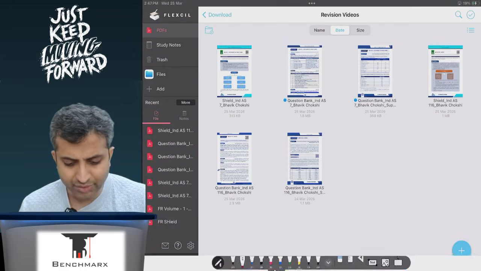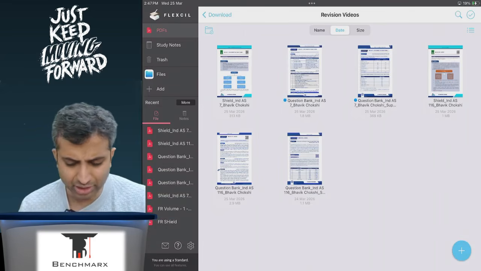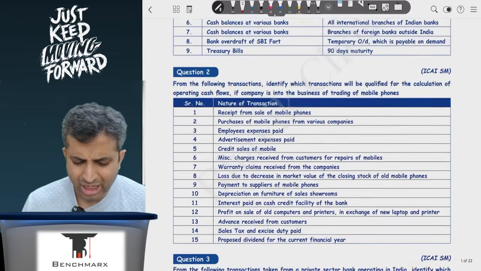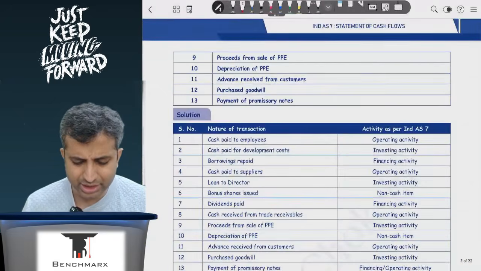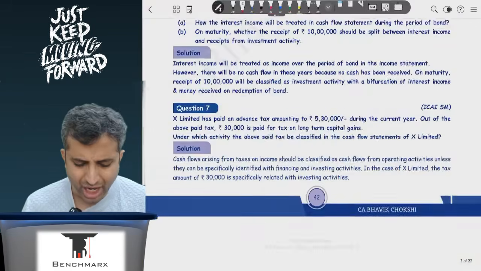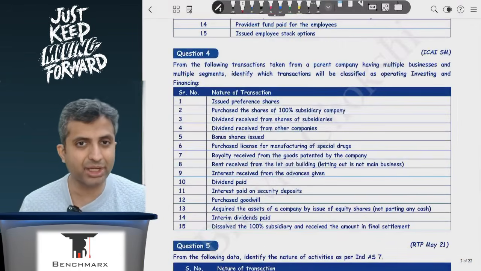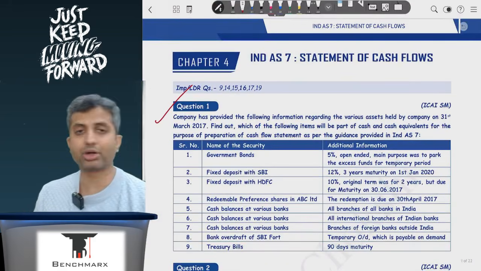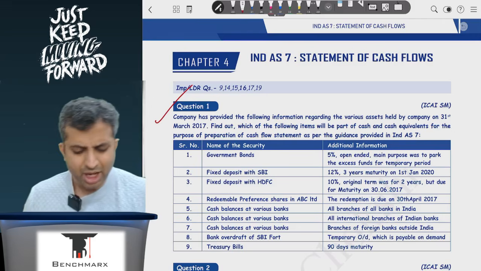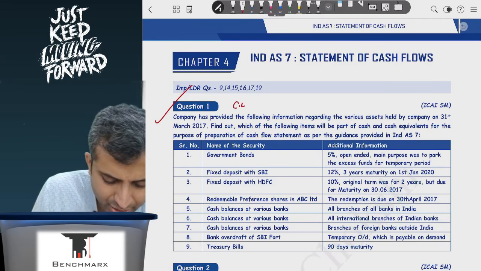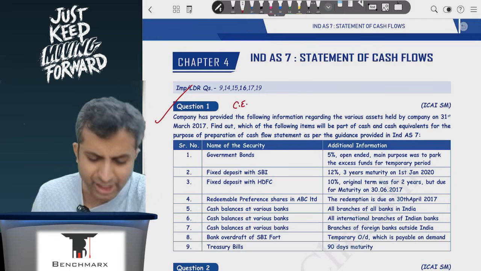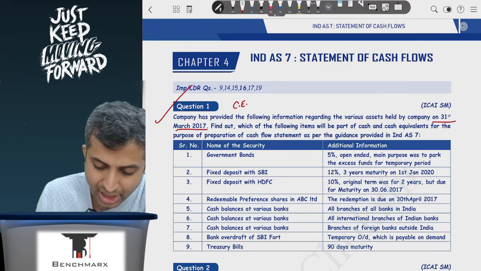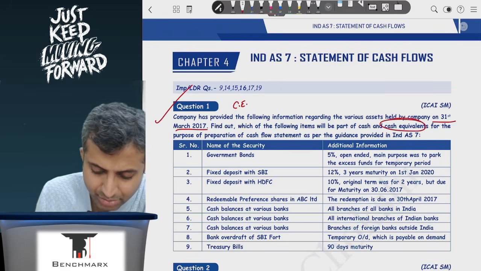So over here, when I'm looking at the cash flow, there can be a few questions which we can review. At the beginning, most of these questions pertain to basic identification of cash flow from operations, investing, financing. We'll just do a few important questions over here. So the first one, it's not an LDR question, but I'm still discussing this. This is for cash equivalents. Here you have a company with a 31st March 17 balance sheet, and you have to figure out which of them are cash equivalents.